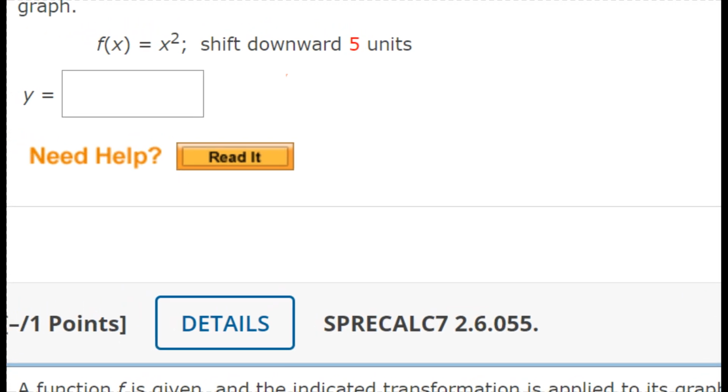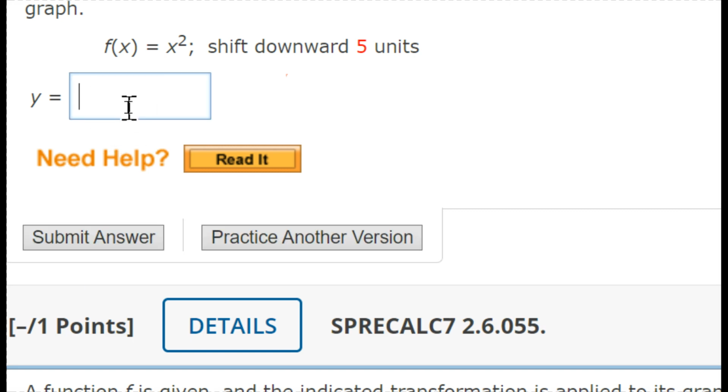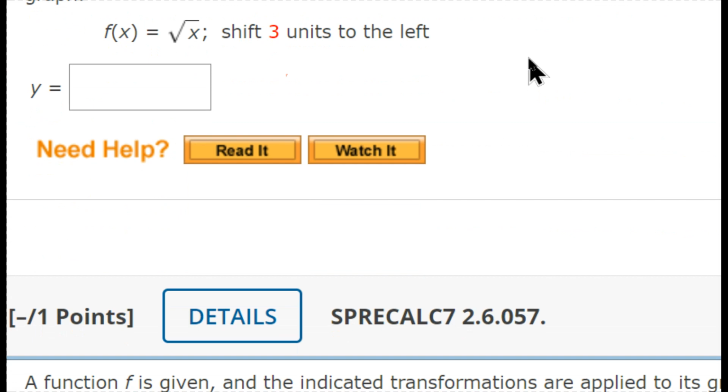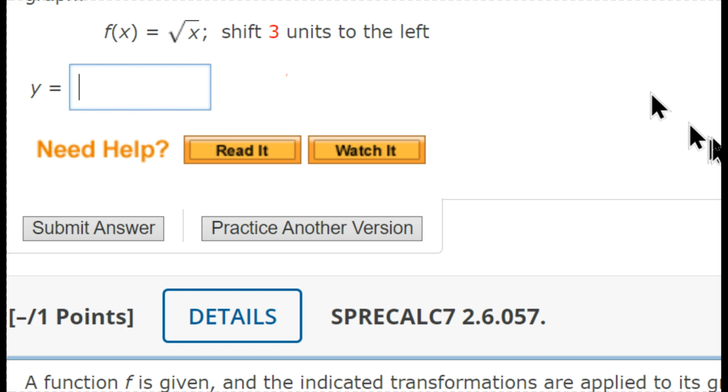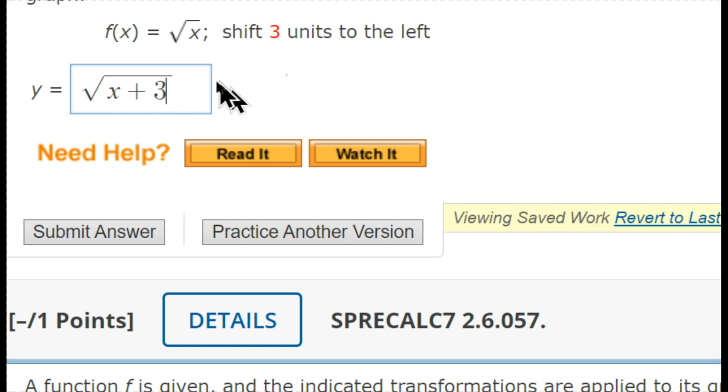Here they have you write the equation. They want it shifted downward 5 units. X squared minus 5. There it is. Here they want it shifted to the left 3 units. It's going to be the square root of x minus 3. Or sorry, to the left 3 units, x plus 3. Because then when I put minus 3 in, which is 3 units to the left of 0, you get square root of 0.